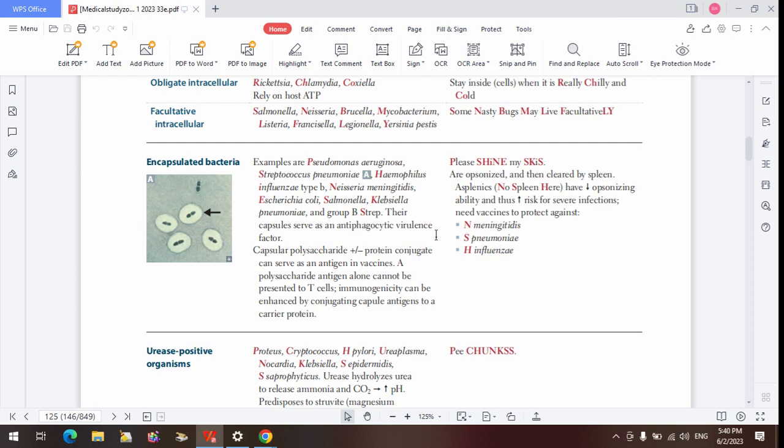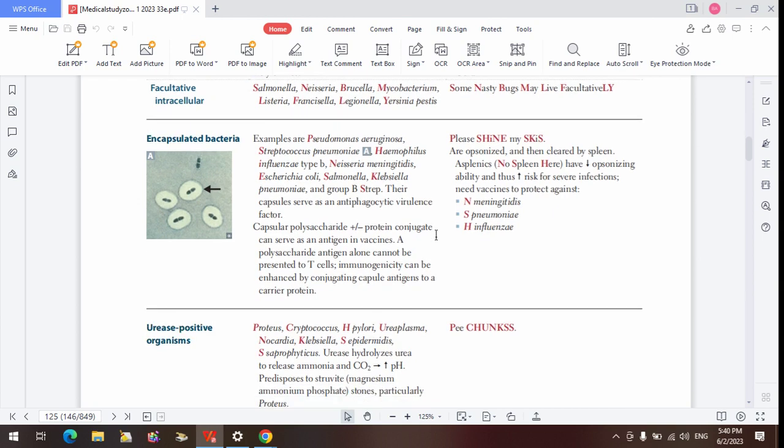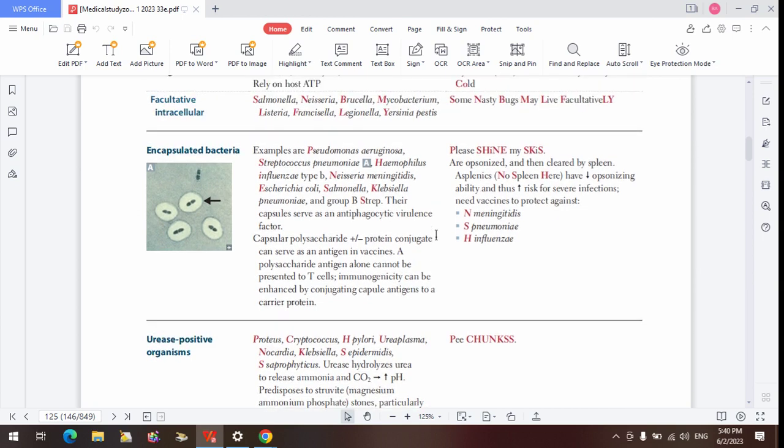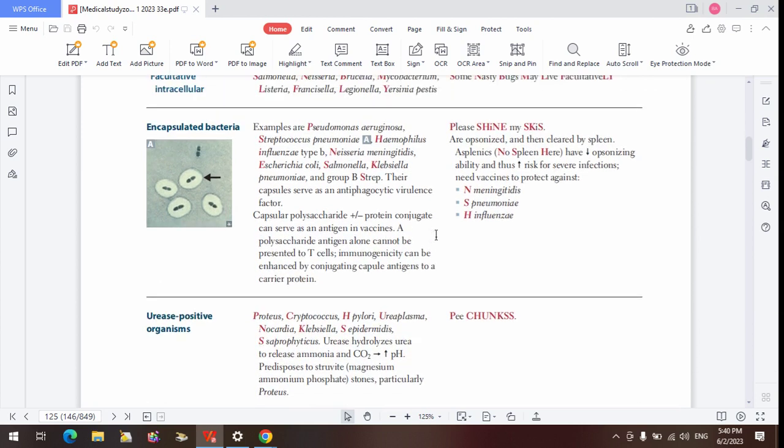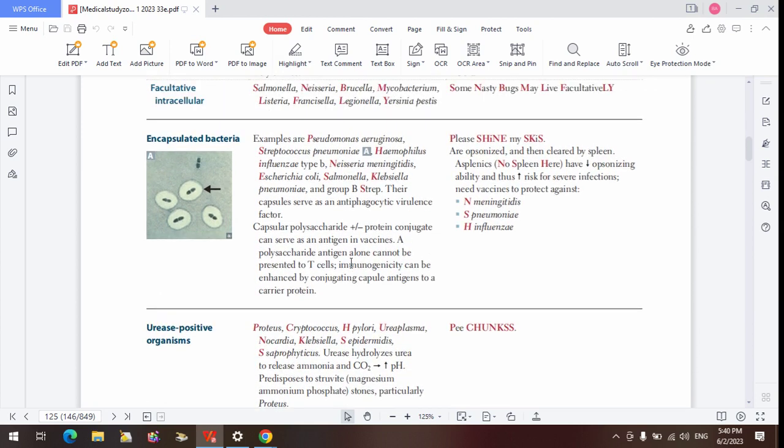Strep pneumo, Haemophilus, Neisseria, E. coli, Kleb, Pseudomonas. Dr. Shola will help us figure out a mnemonic for it. Don't worry, trust him. Dr. Shola, we await your expertise. Thank you.